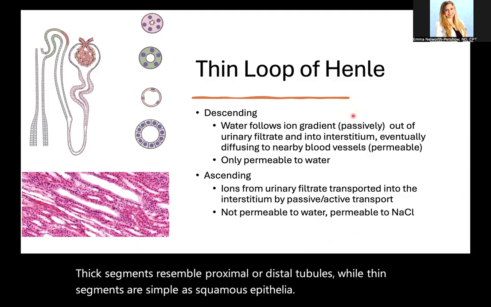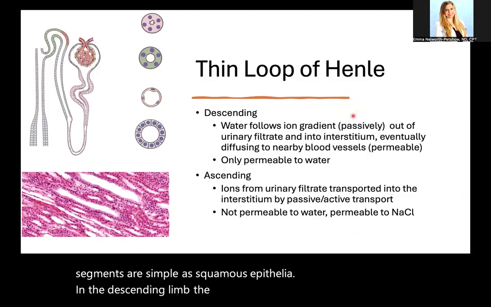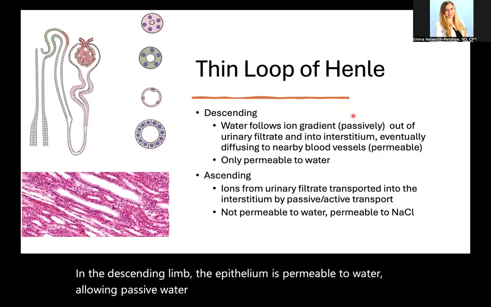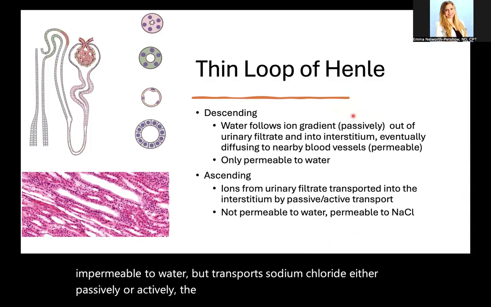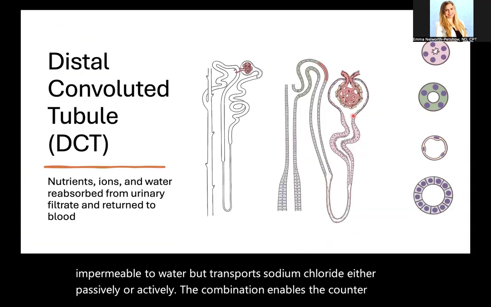In the descending limb, the epithelium is permeable to water, allowing passive water reabsorption. The ascending limb is impermeable to water, but transports sodium chloride either passively or actively. The combination enables the counter-current multiplier mechanism.